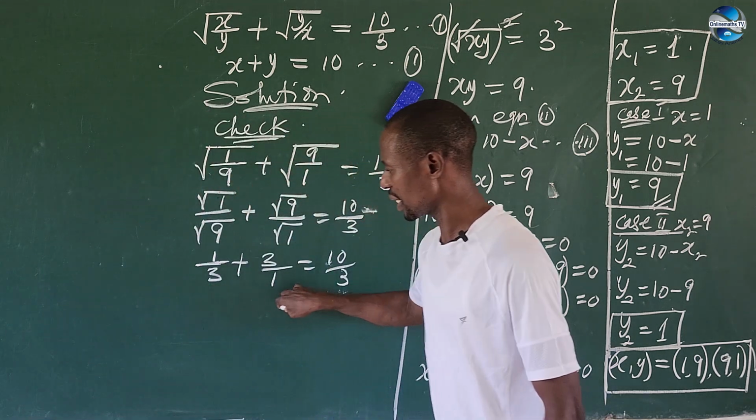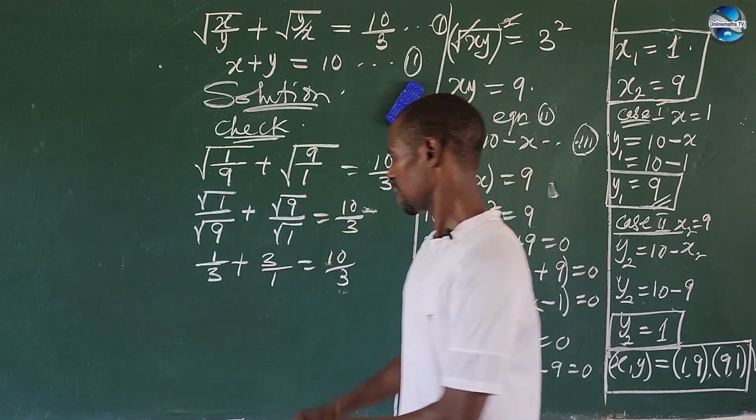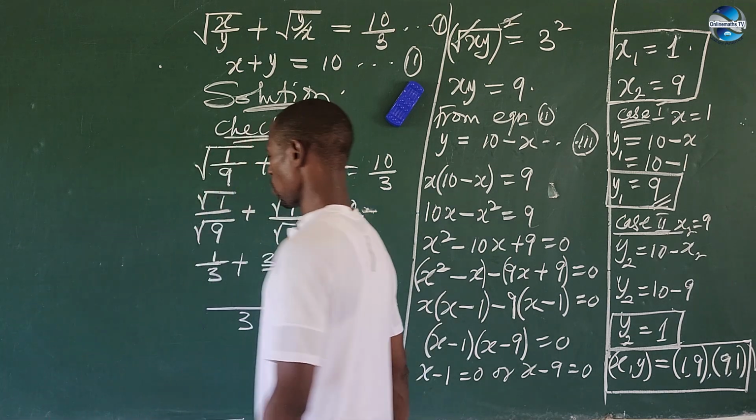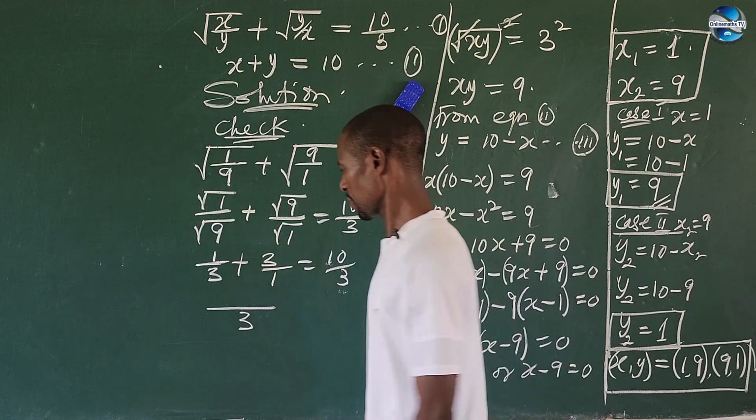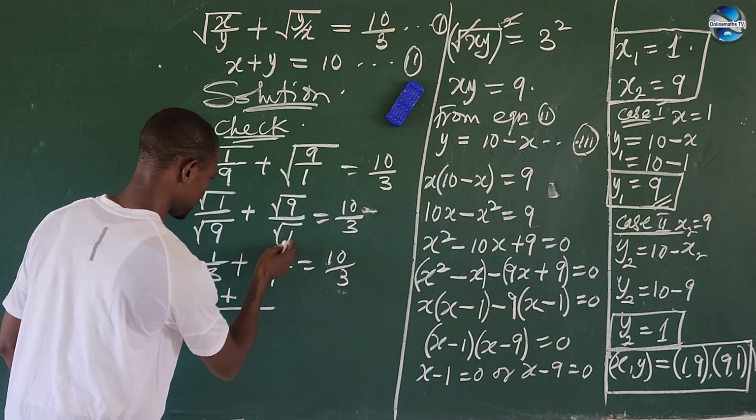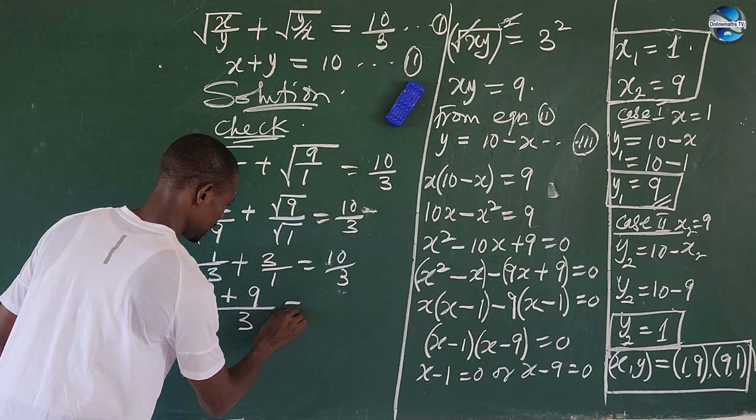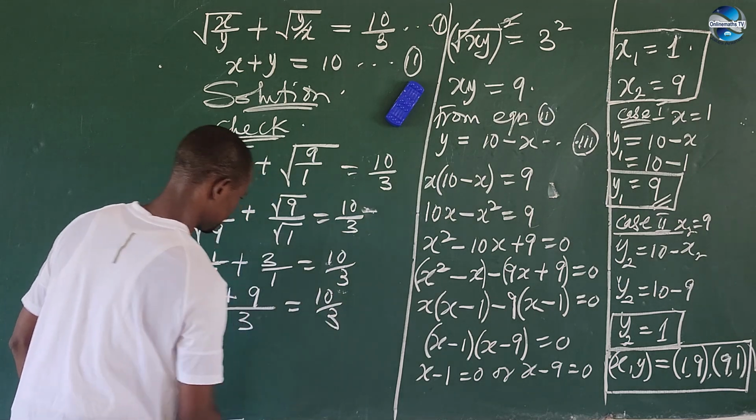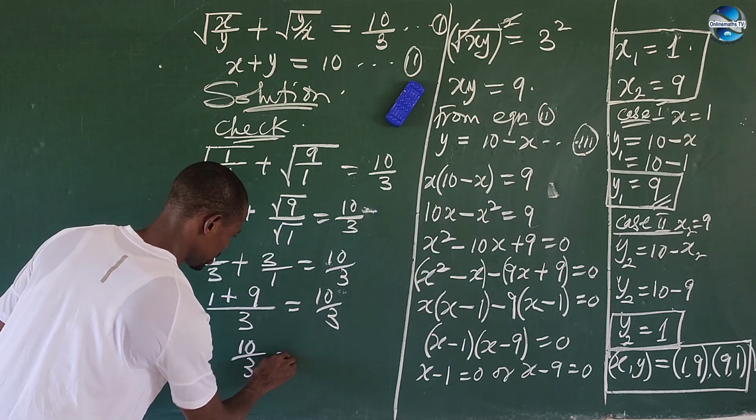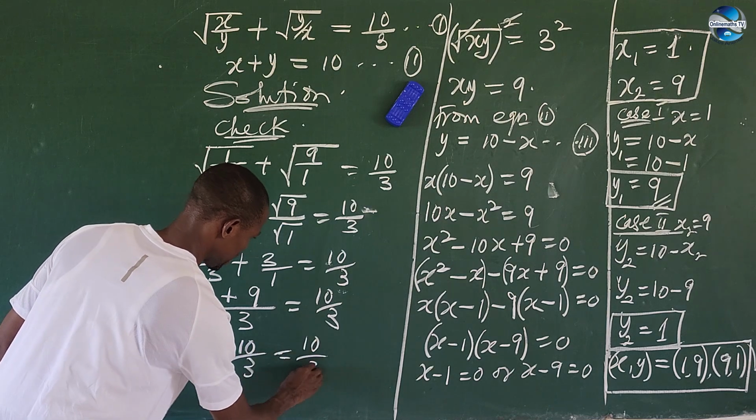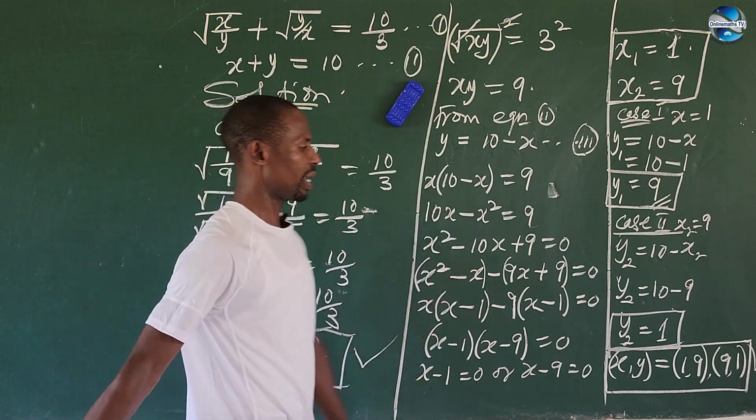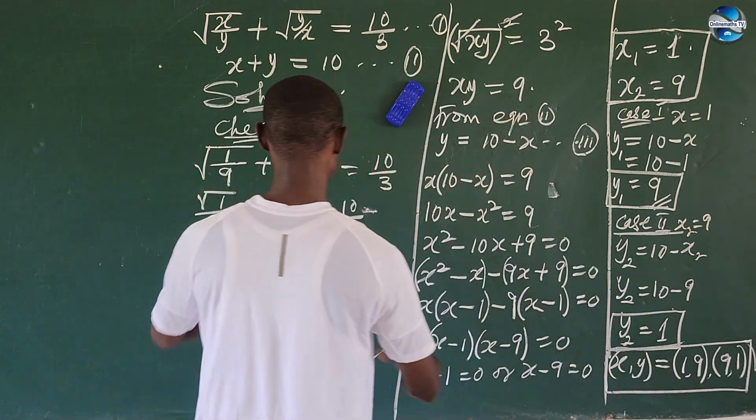The LCM of 3 and 1 is just 3. So we find their LCM to give us 3. 3 into 3 will give us 1. 1 times 1 will give us 1. So we have 1 plus 1 into 3 will give us 3. 3 times 3 will give us 9, equal to 10 all over 3. If we sum up, this will give us 10 all over 3, which is equal to 10 all over 3. So this shows that the first pair of our answer satisfies the original equation.